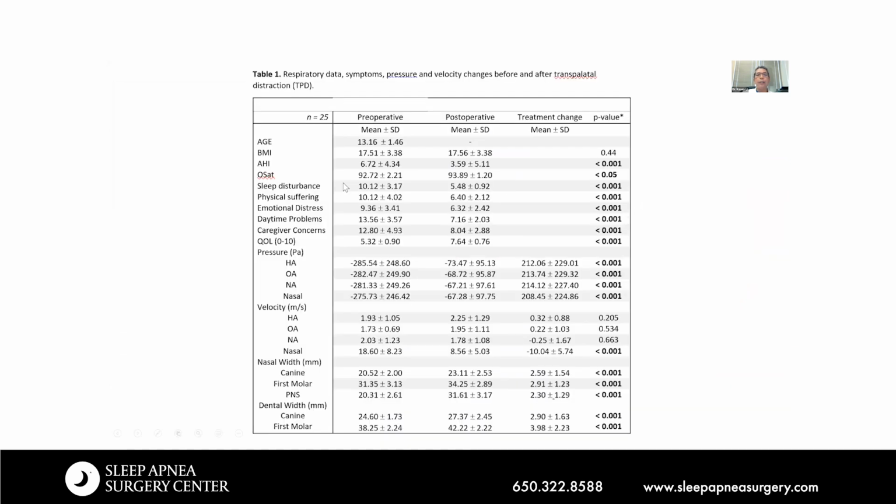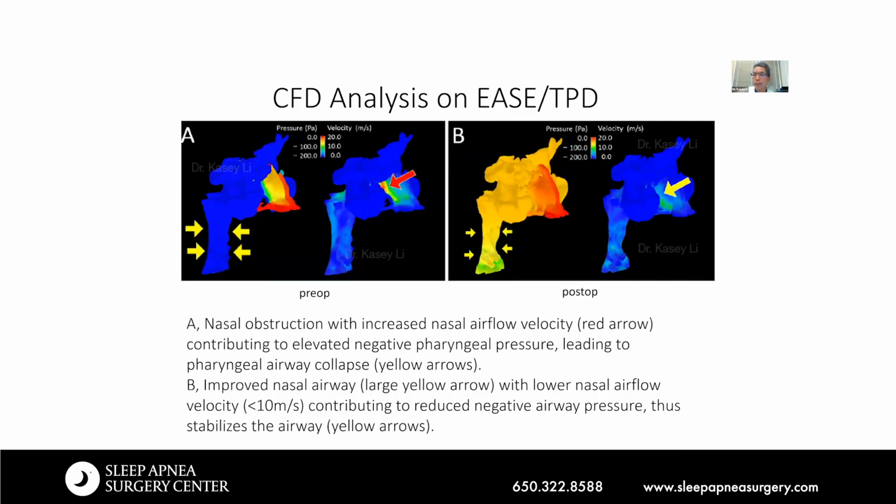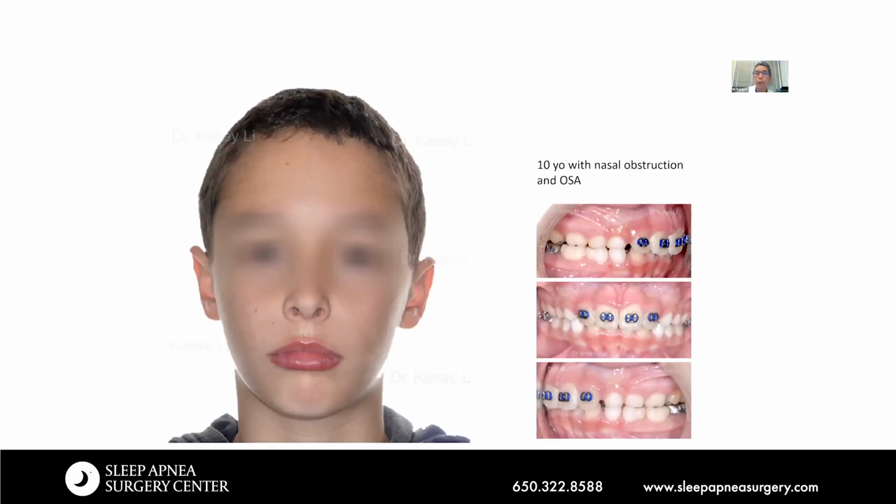This is a very early study. You can see that the mean age was 13, and you can see improvement of sleep apnea, symptomatic improvement. I also did some airway measurement based on computational fluid dynamics. You can see the significant reduction in the airway negative pressure, so the effort of breathing is much improved. Going back to the physiology of breathing and sleep, we want to reduce the resistance so that the ease of breathing is improved. That's what we're trying to do.